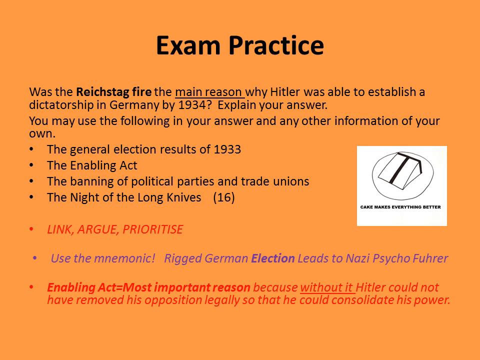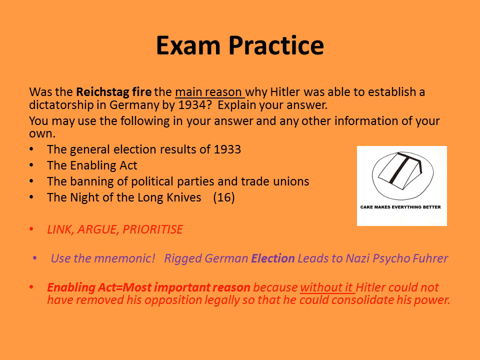So you've just simply got to do one thing before you even start, which is decide which out of those 5 things is the most important reason for whatever your question's on. So in this case it's for why Hitler was able to establish a dictatorship. Well, ultimately, folks, it's the Enabling Act.